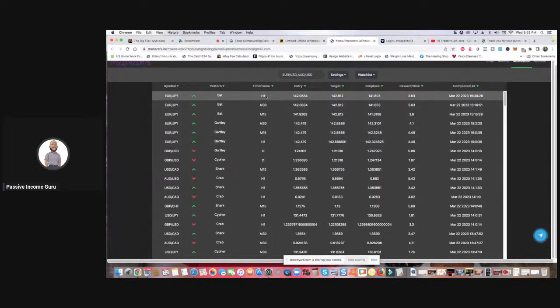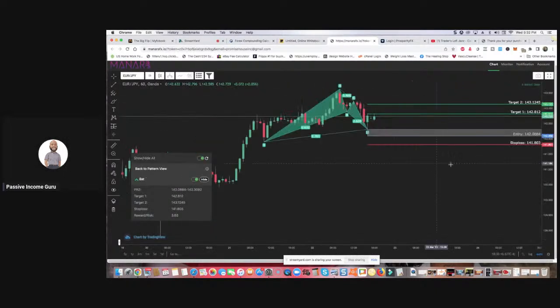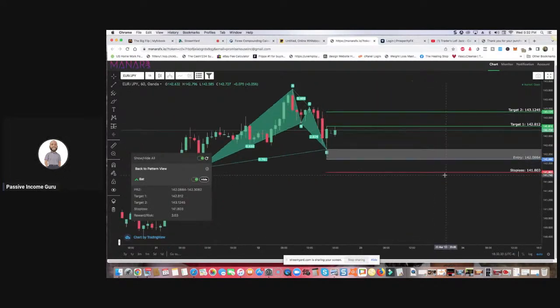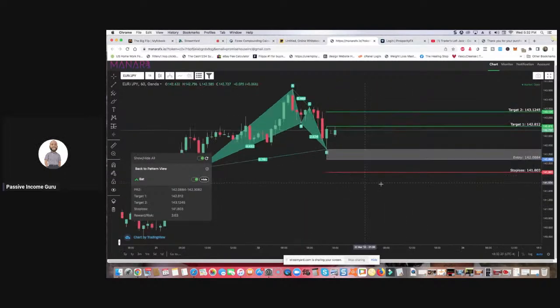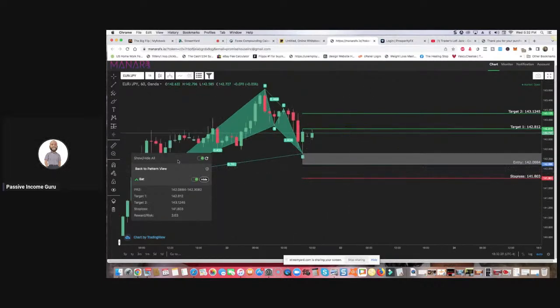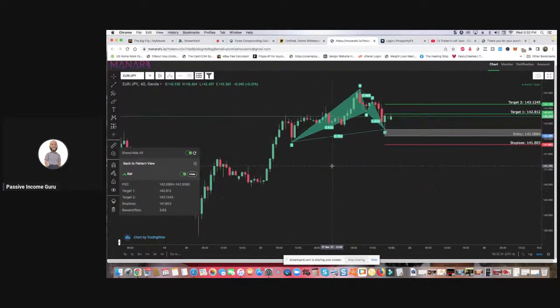Actually, I'm curious because I do like trading Euro JPY. It was actually the main pair this past week that I was able to flip a small account into a bigger one. So it's showing on the hours chart that it's going to be buying up.